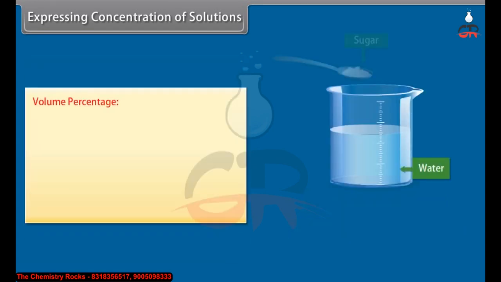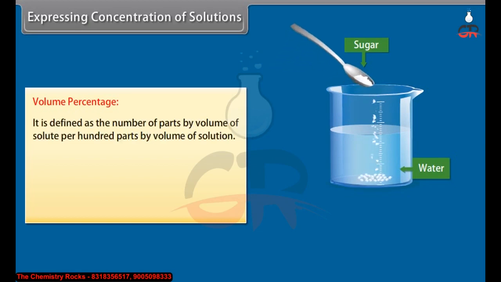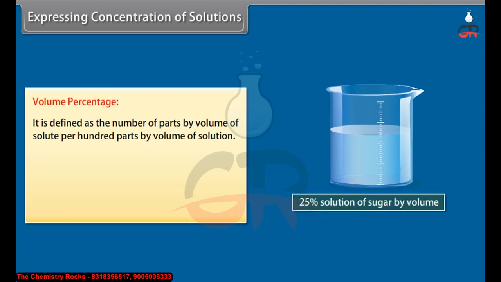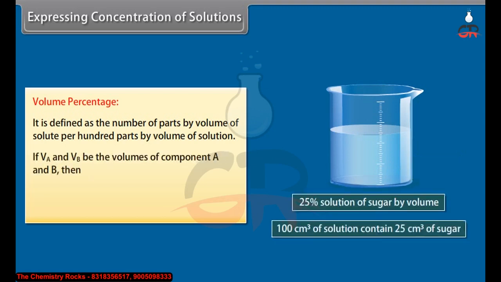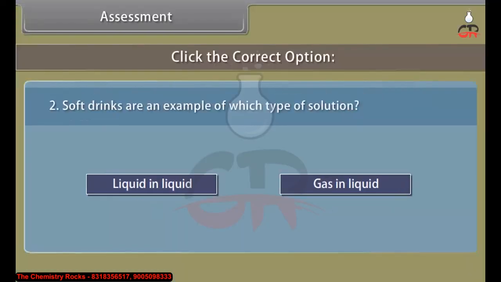Volume percentage. It is defined as the number of parts by volume of solute per 100 parts by volume of solution. If VA and VB be the volumes of component A and B, then volume percentage of B is equal to VB upon (VA plus VB) multiplied by 100.